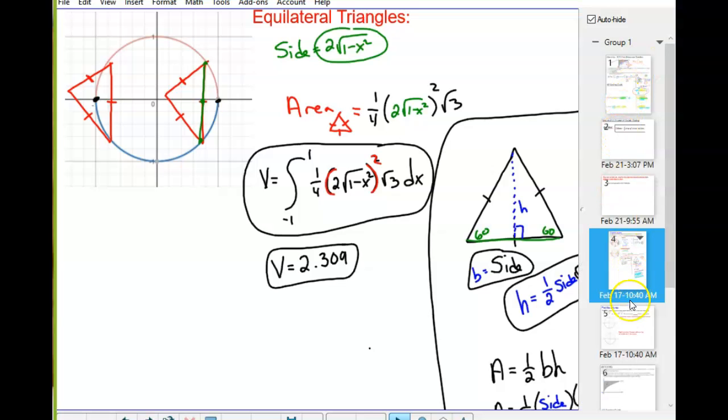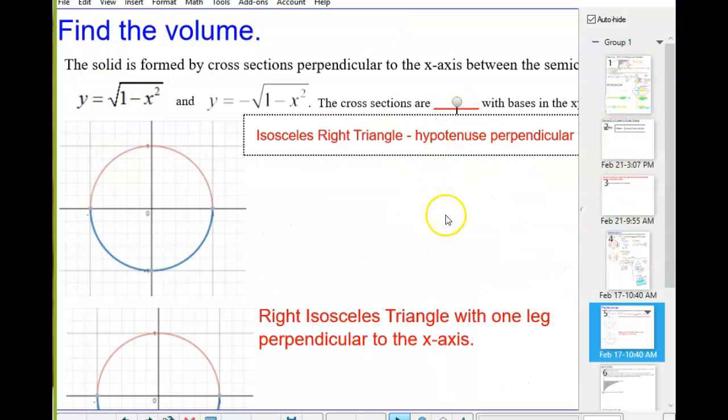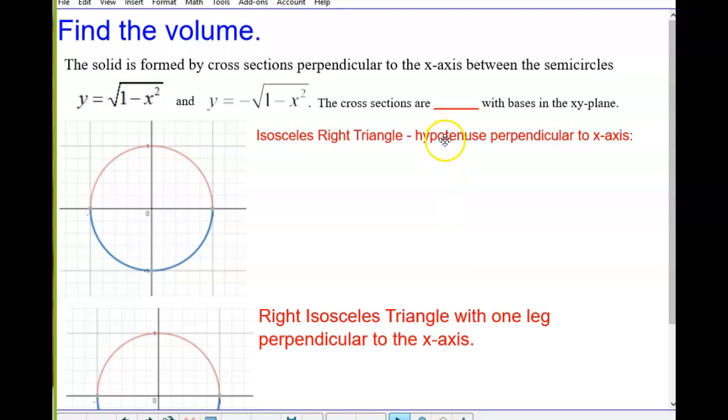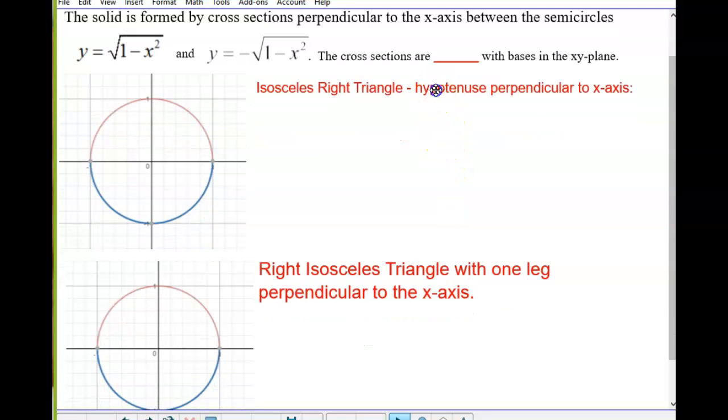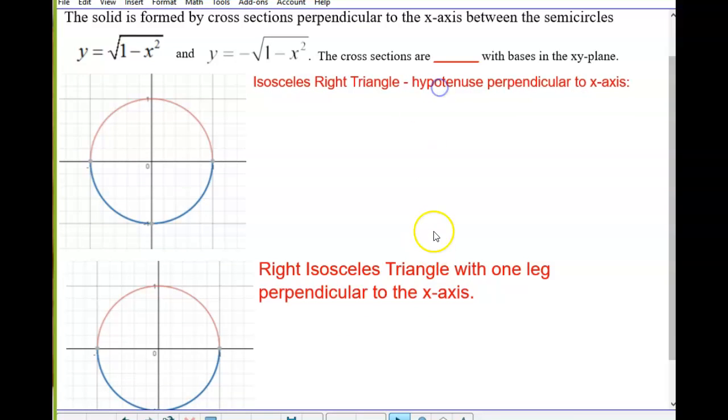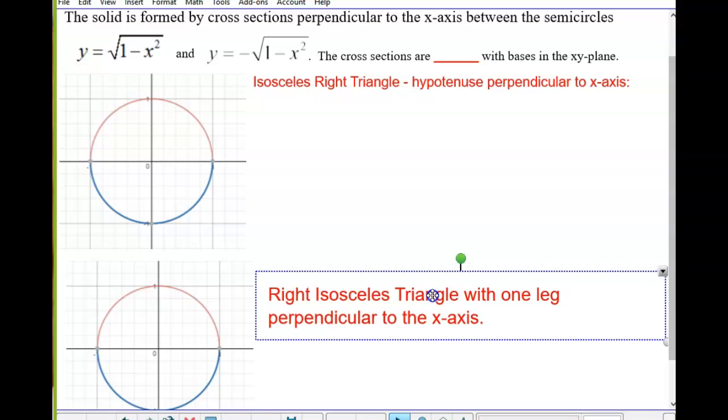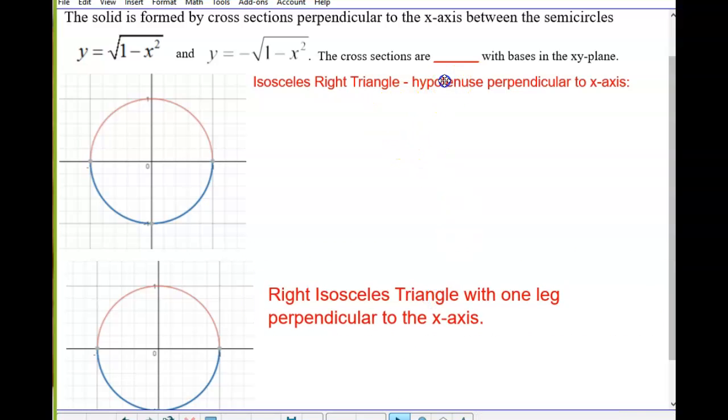Okay, same question, but what if I told you now it's a right isosceles triangle? And then they tell us where the hypotenuse is located. So unfortunately they do have some questions like this on the AP test, and they're very tricky.